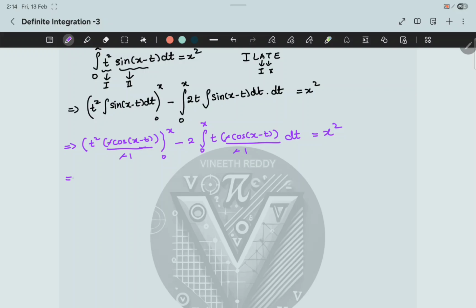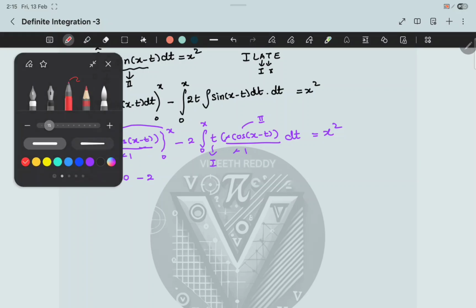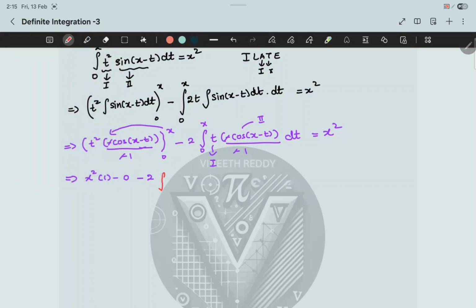Now if I apply the upper limit for the first part, I should replace t with x, so we get x square into cos 0. Cos 0 is 1, minus, now we have to replace t with the lower limit, that is 0, because t is 0. So this is clear, I think. Minus. Now again we have to apply by parts, so this will again be the first function and this should again be the second function. I'm calculating the integral of this part here.